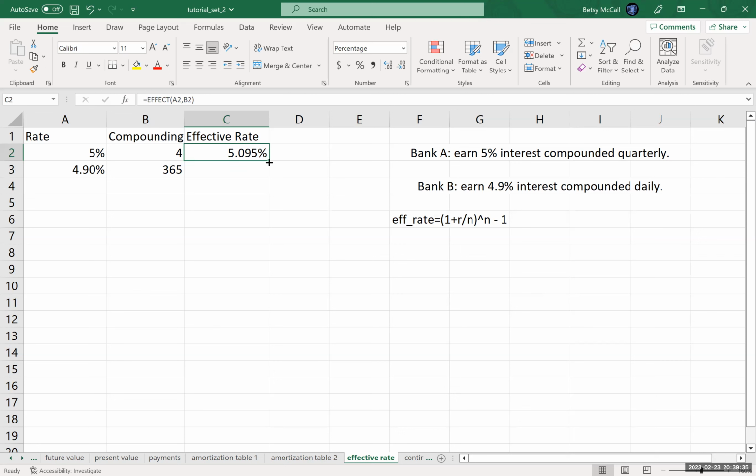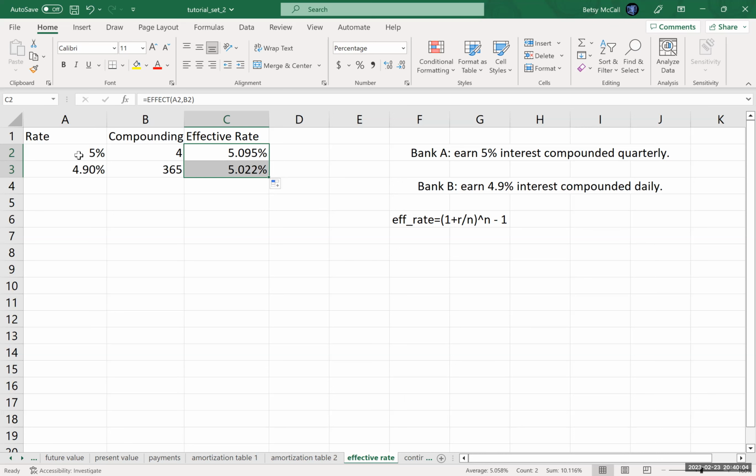Now, if I do this with the 4.9, because I've set up my table, I can copy the formula down. I don't need to reproduce the formula. Now my annual rate is the 4.9, and the 365 is the number of times per year. And this is giving me 5.02% instead of 5.09%.